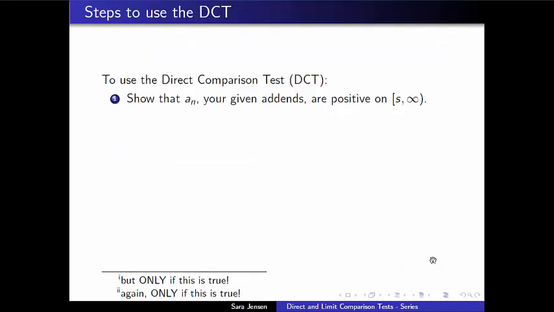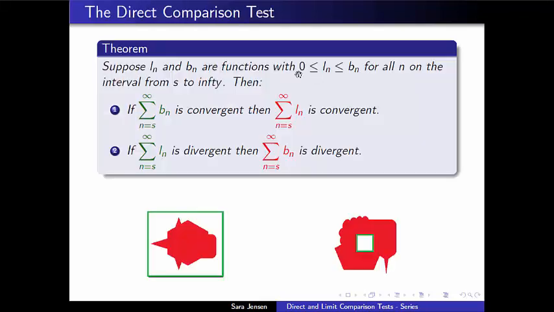Next, I'd like to talk about the steps we need to take to use the direct comparison test. In our examples, we will be given a series and we generally represent the addends of that series by a sub n. If s is the starting point of the summation, and we stop at infinity because we're dealing with infinite series, the first thing we need to do is show that our addends are positive on the interval from s to infinity, and that's coming from this requirement in the DCT. No matter what our a sub n ends up being, the L sub n's or the B sub n's, they always need to consist of positive values.